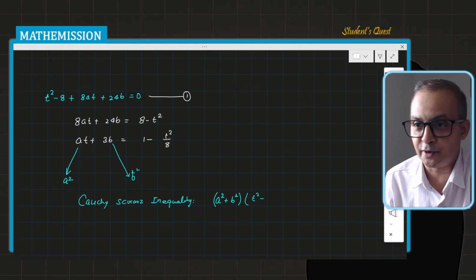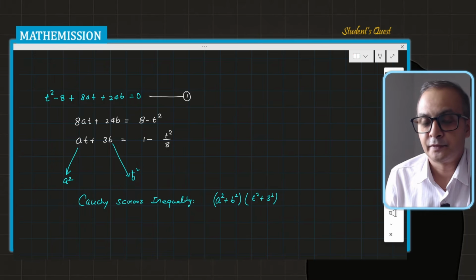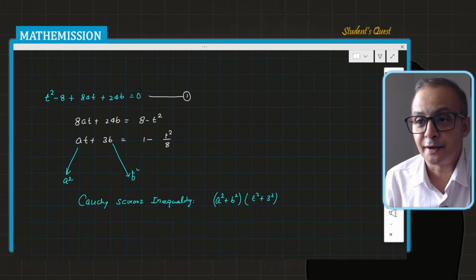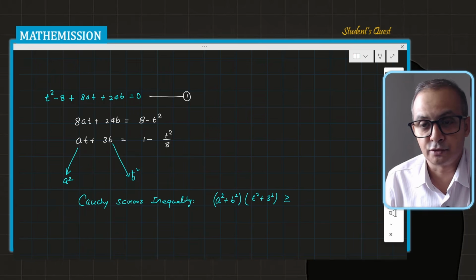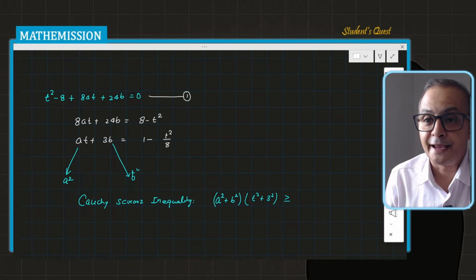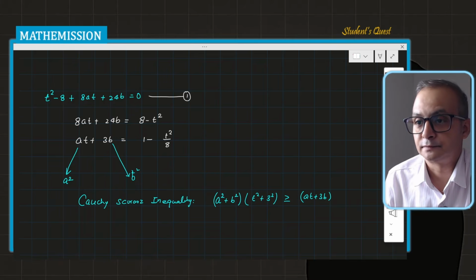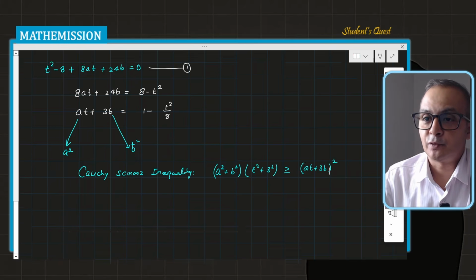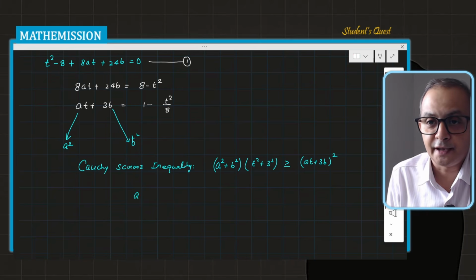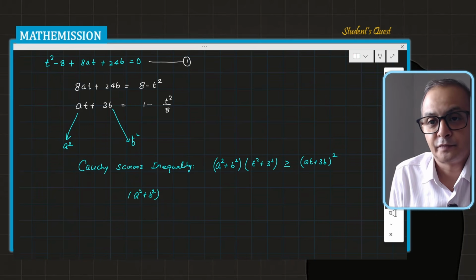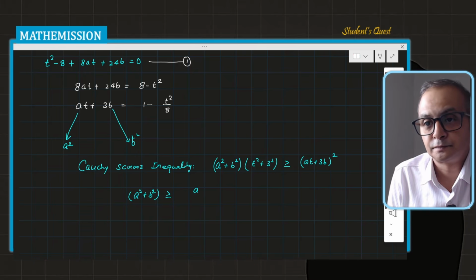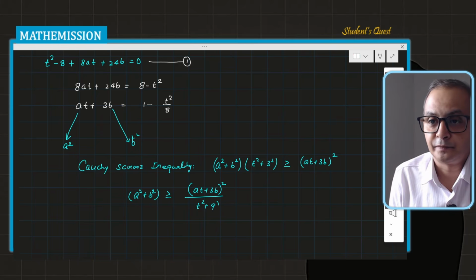So I can write t square plus 3 square, and that quantity must be greater than or equal to at plus 3b the whole square. So in this way what I can write is a square plus b square is greater than or equal to at plus 3b the whole square divided by t square plus 9.